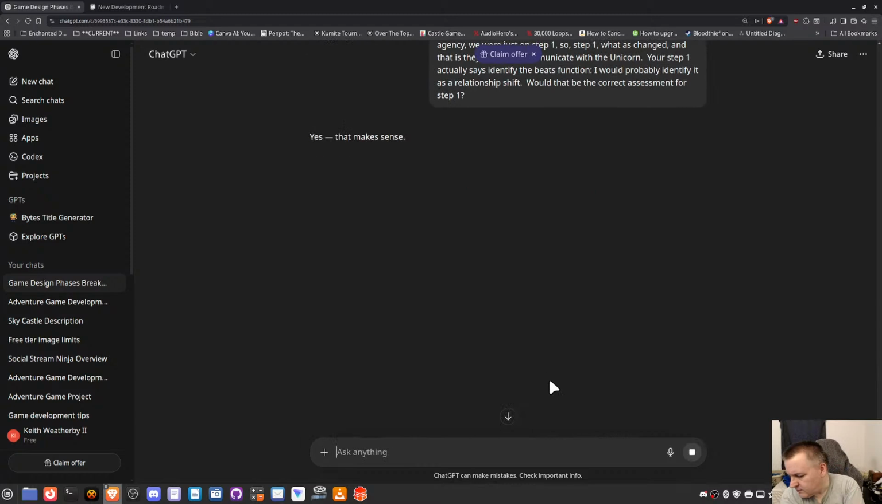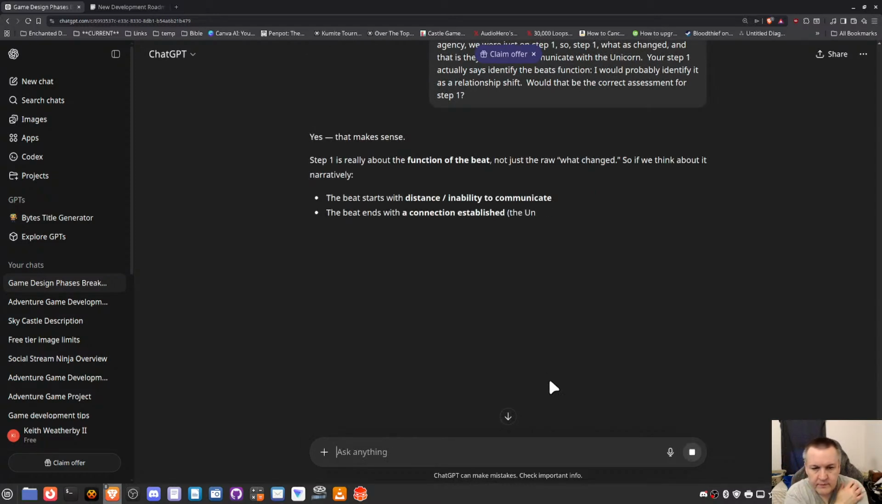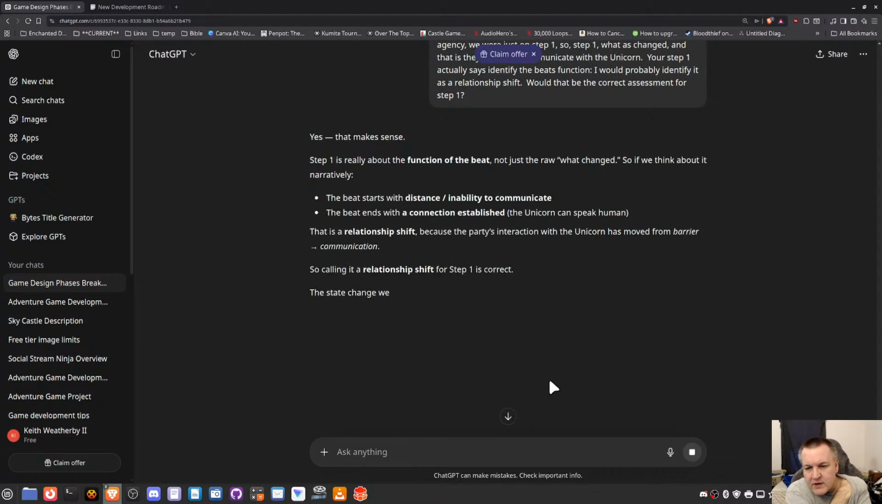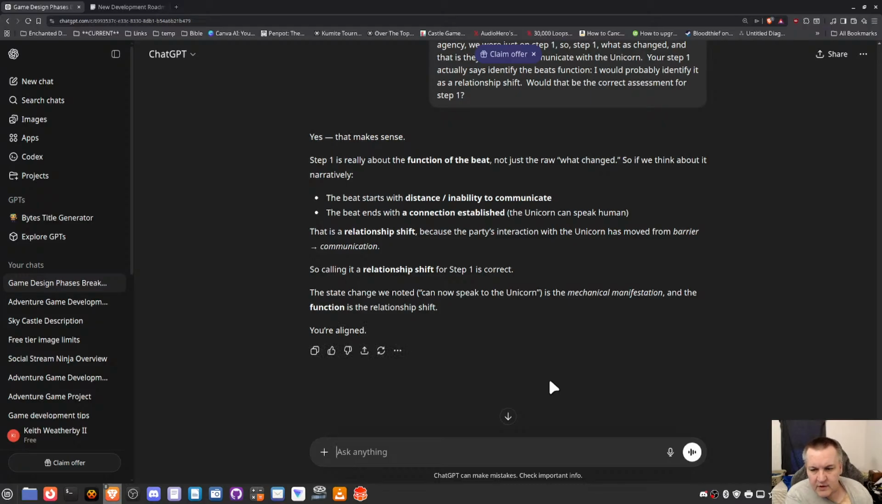Step 1 is really about the function of the beat, not just raw what's changed. So we think about it narratively. The beat starts with distance and inability to communicate. The beat ends with a connection established. The unicorn can speak human. That's a relationship shift because the party's interaction with the unicorn has moved from barrier to communication. So calling it a relationship shift for step 1 is correct.